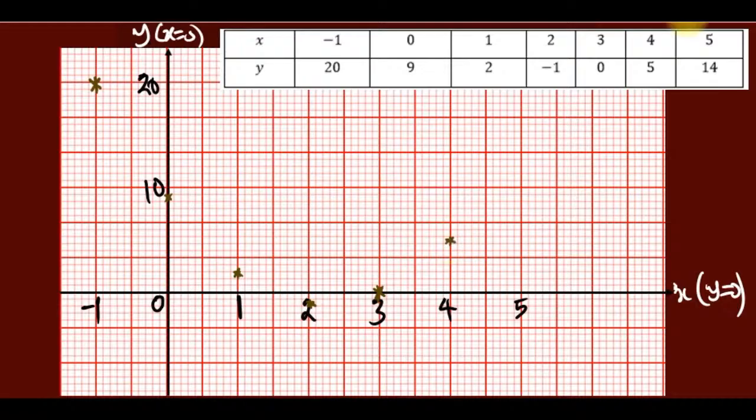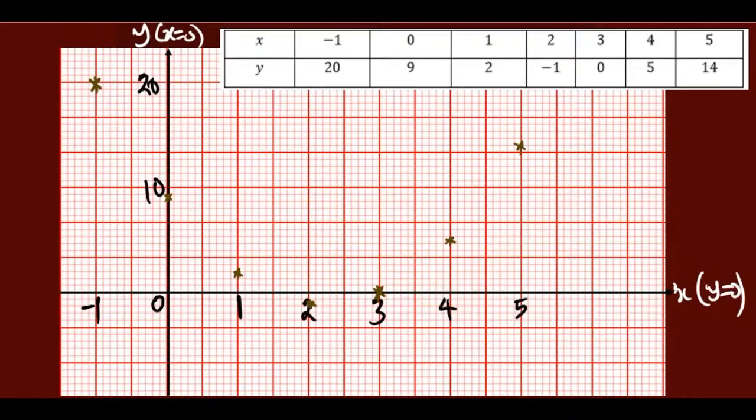So that's it. When x is 5, y is 14. So count 14 over 0.667. So I have 20.9. It's almost 21 grid lines. So count. That's 5, 10, 15, 20, 21. So that's here. So we are done with the points.